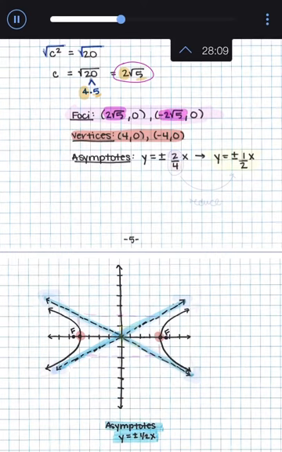So that gets us our foci, which is 2 square roots of 5, 0, and negative 2 square roots of 5, 0, which puts us inside, on the other side of our graph, where our hyperbola is going to point out. So what that'll look like is there's our foci a little bit further out than our vertices.